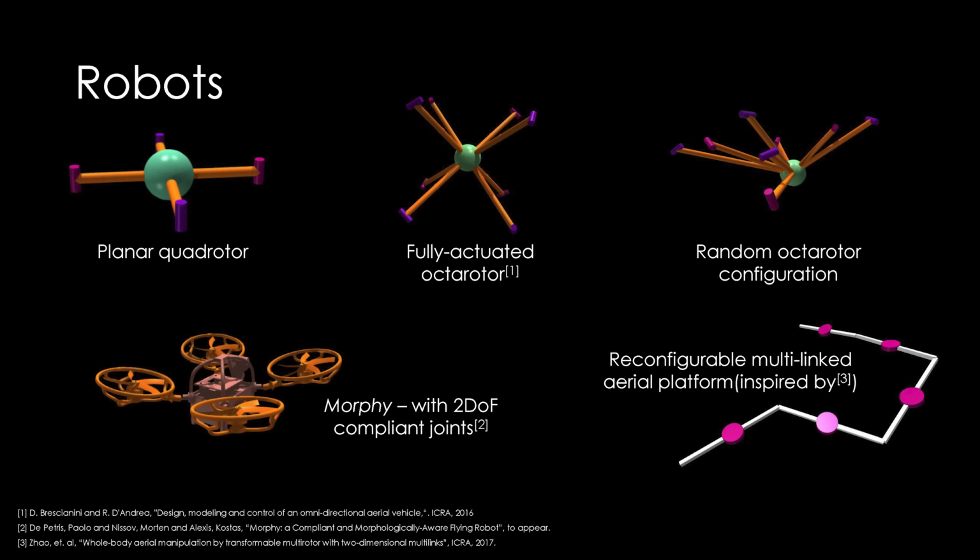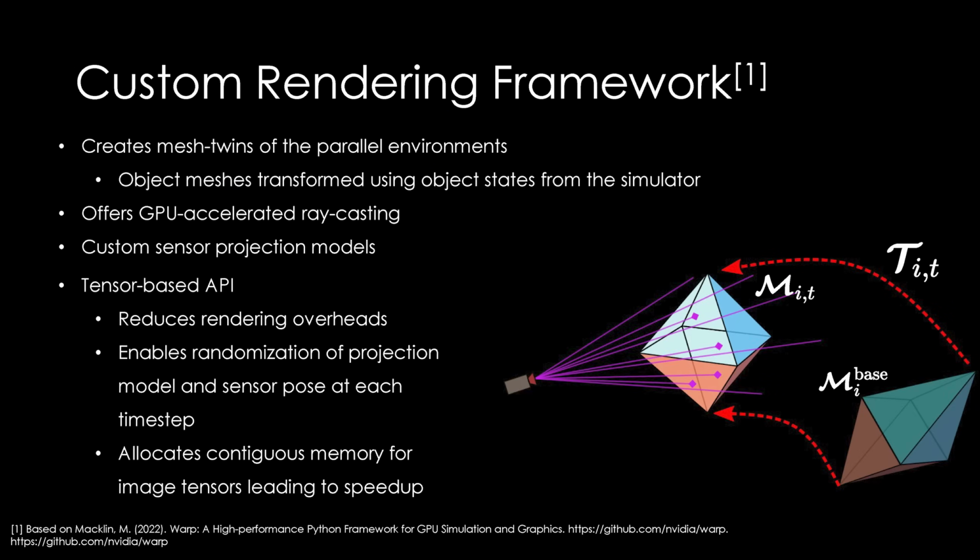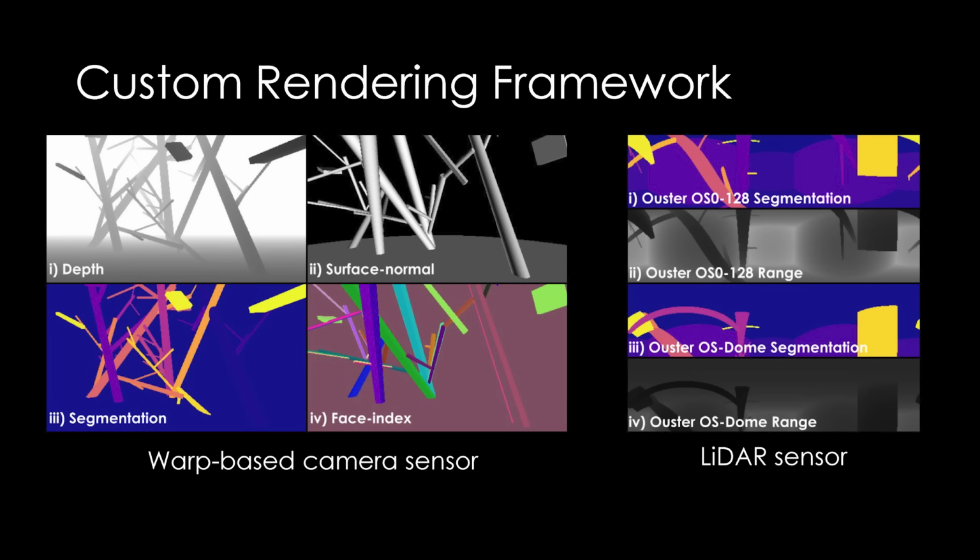multi-linked airframes incorporating both reconfigurable active joints and passive soft joints. We contribute a custom rendering framework for GPU-accelerated raycasting. Environment entities are represented as triangle meshes that are transformed to reflect their updated states. A tensor-based API allows consolidation of image tensors, randomization of sensor orientation, and projection model, leading to greater control in simulation. Our framework allows us to go beyond the data types provided by Isaac Gym.